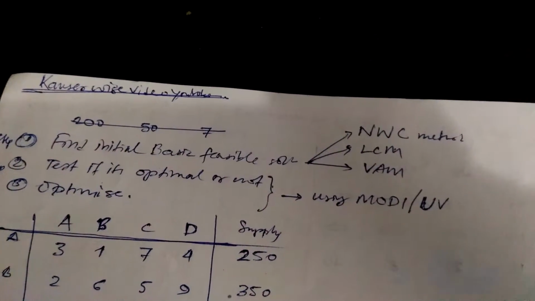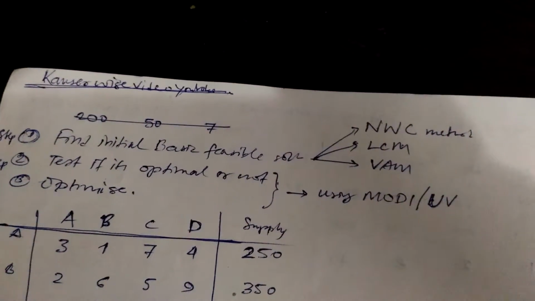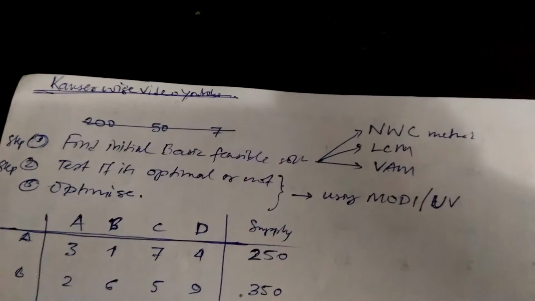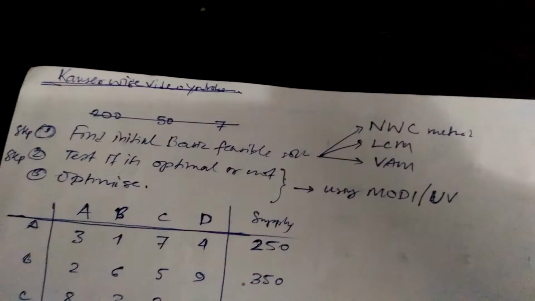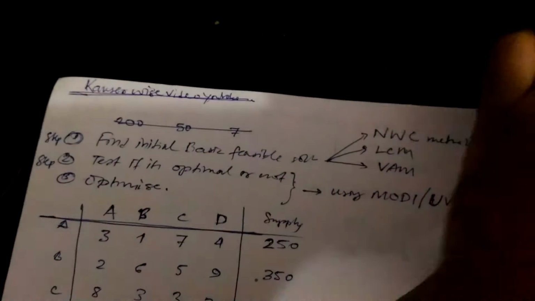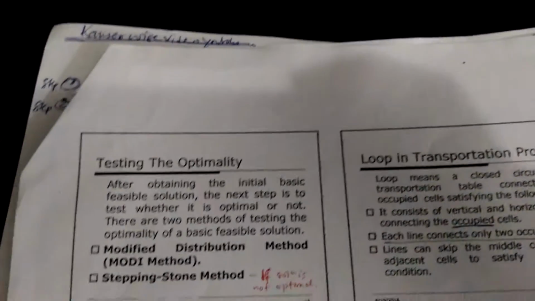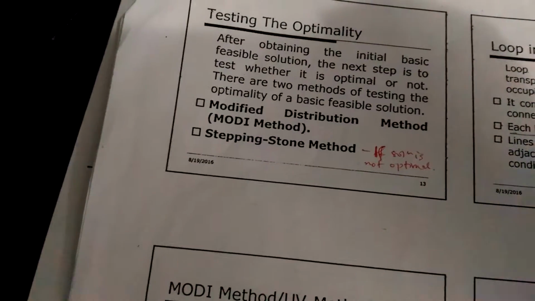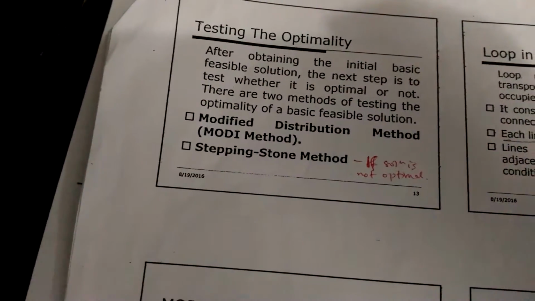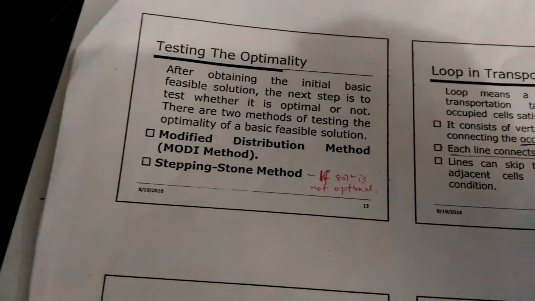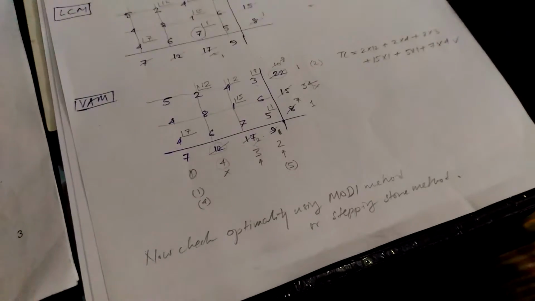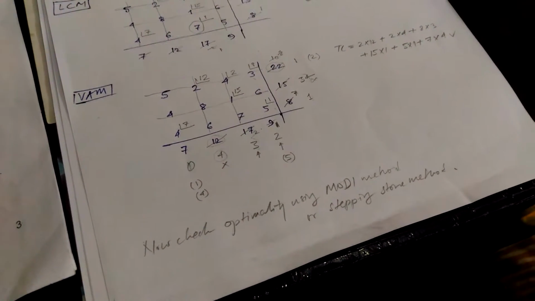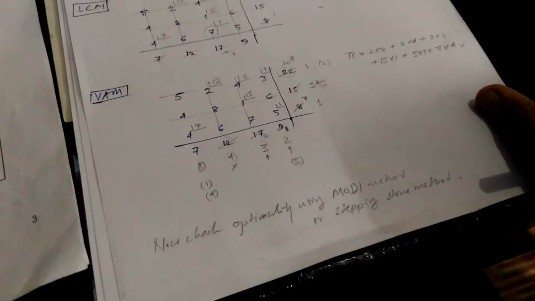After finding the initial basic feasible solution using northwest corner method or least cost method or Vogel's approximation method, we have to test the optimality. So the next step is to test whether this is optimal or not. This is done using two methods, modified distribution method, that is MODI method, or stepping stone method if the solution is not optimal. So we have obtained the initial basic feasible solution using Vogel's approximation method. So now we have to check the optimality using MODI method or stepping stone method.